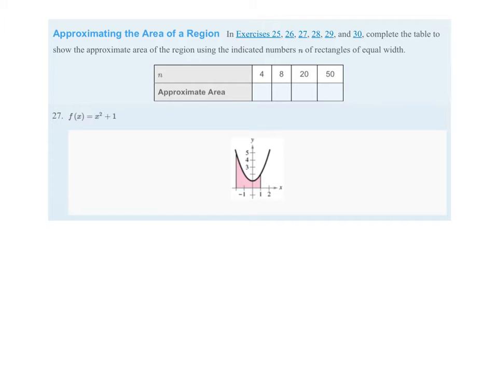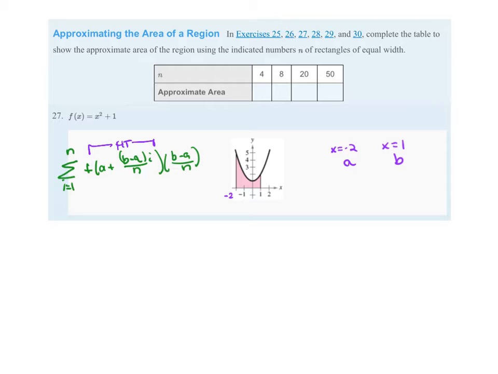So we have f of x equals x squared plus 1, and we have the parabola here. And so we note that our a value is going to be at -2, so x equals -2, and x equals 1. So this is our a and our b. And then let me write the formula that we're using: the sum from 1 to n of f of a plus b minus a over n times i, times b minus a over n. Just as a reminder, this is the height here, and this is our width.